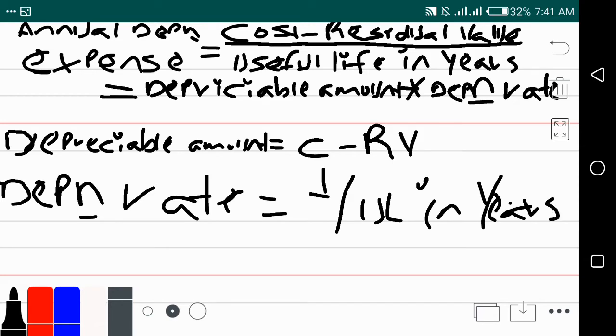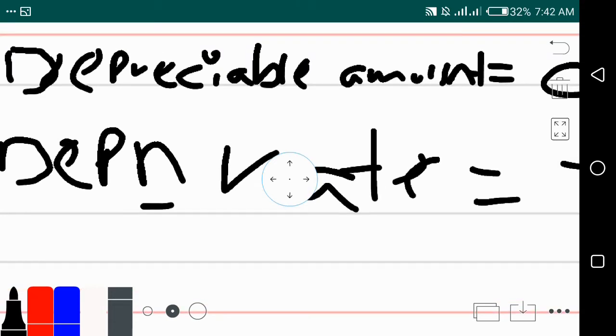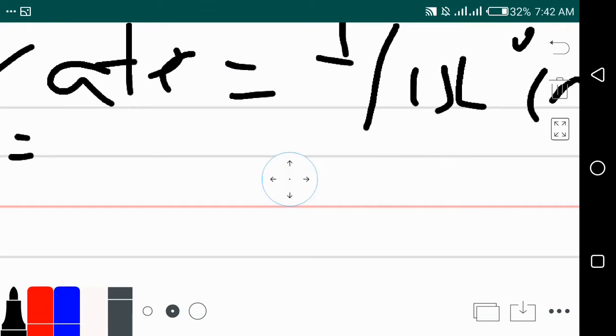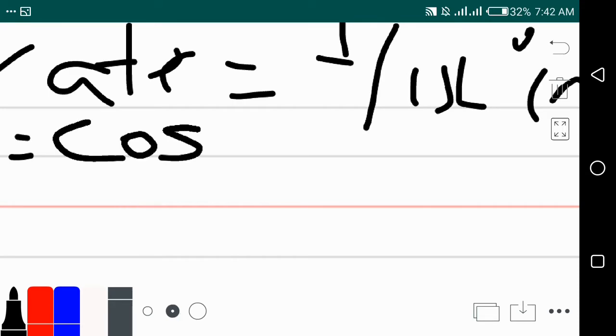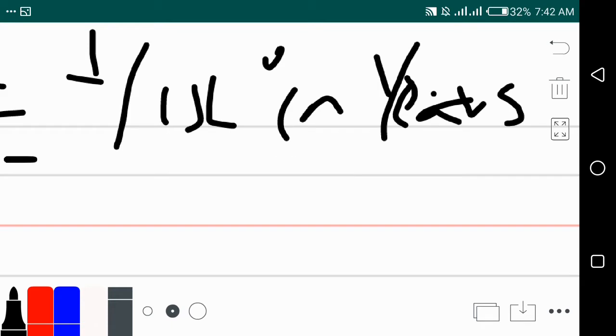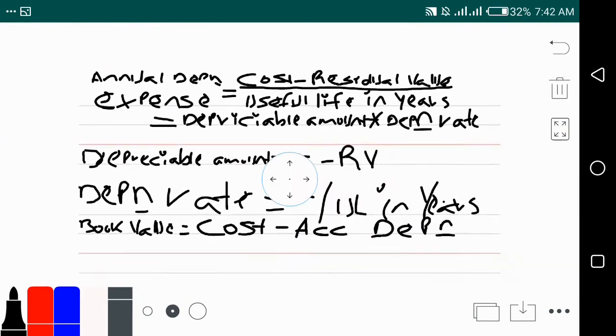And the other one is the book value. Book value equals to cost minus the accumulated depreciation. Therefore, these are the basic four formulas.